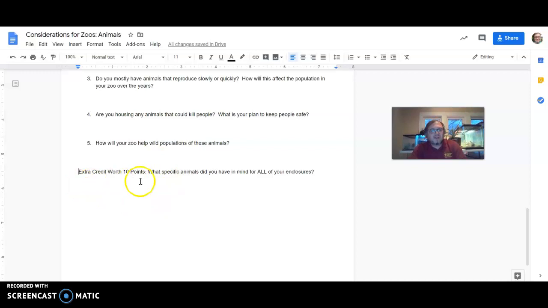Finally, as extra credit that's worth 10 points, think about what specific animals you had in mind for all of your enclosures. You don't have to be specific in the chart if you don't want to, but if you do have something specific in mind for all of your enclosures, go ahead and list it here, and that'll be worth an extra credit of 10 points on this assignment.